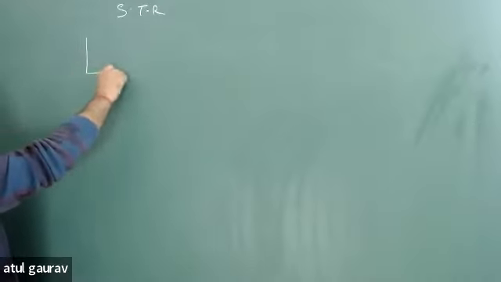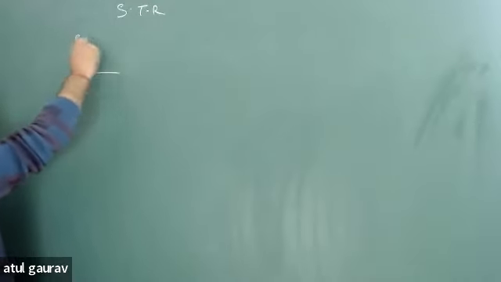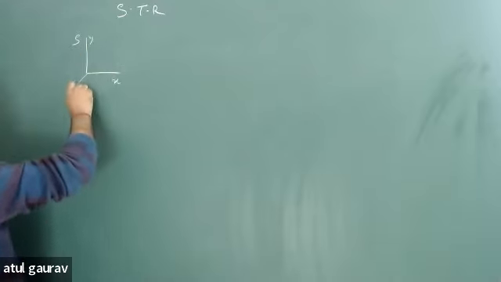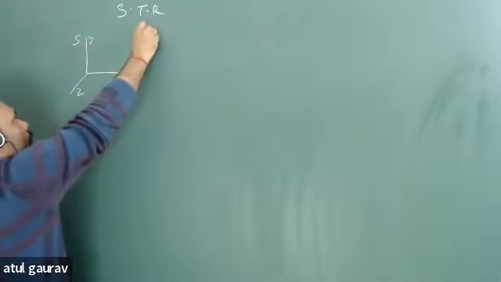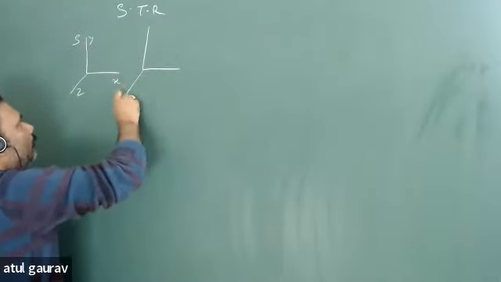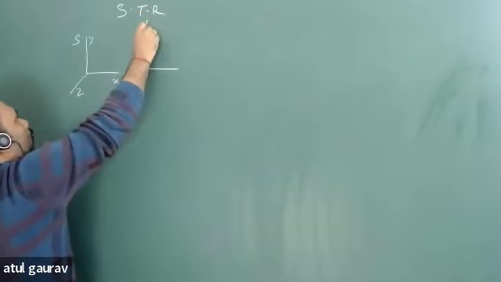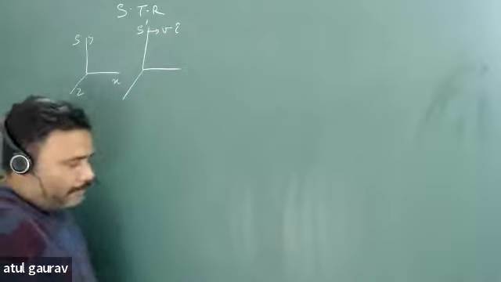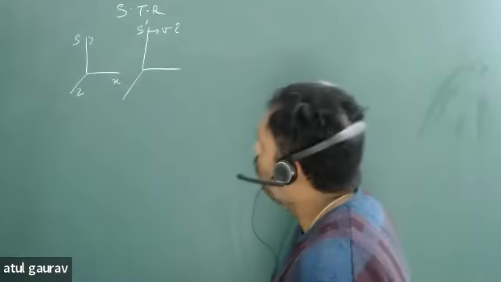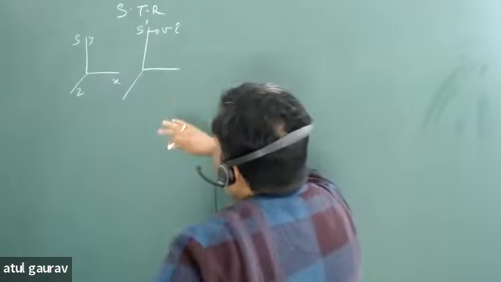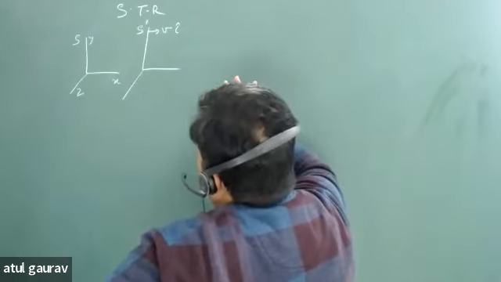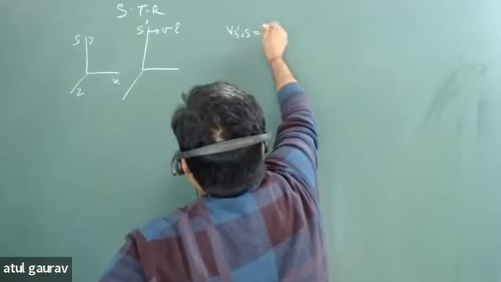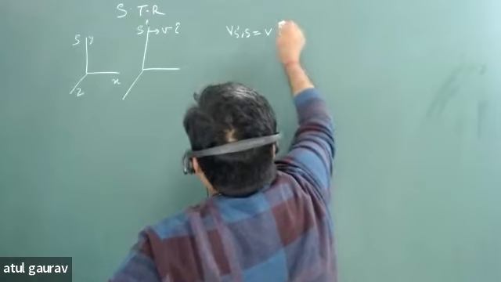The story starts from there being an S frame. This is your x-axis, this is the y-axis, and there is the z-axis. This is an inertial frame. And there is another frame, S dash, and this S dash is moving with respect to S in the i cap direction. This is the scenario we have. So the velocity of S dash with respect to S is equal to V, obviously in the i cap direction.